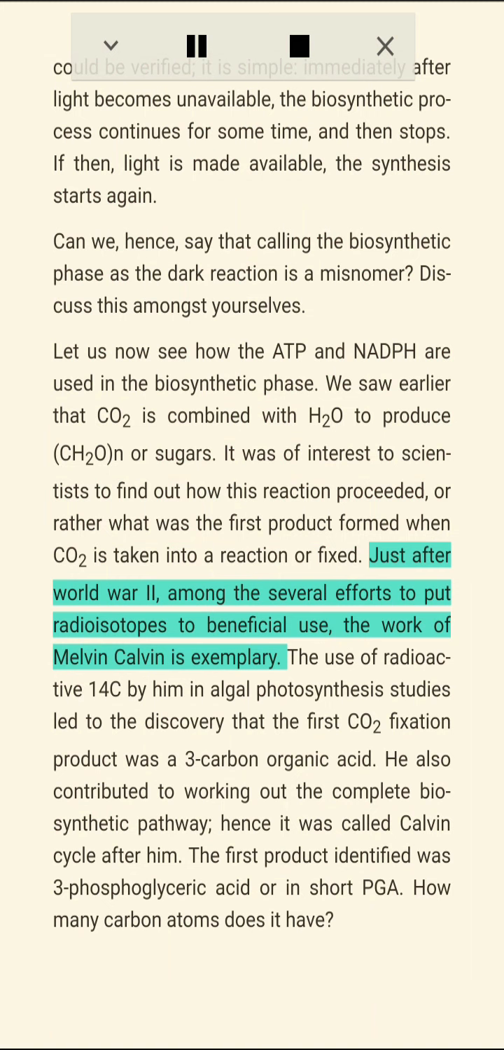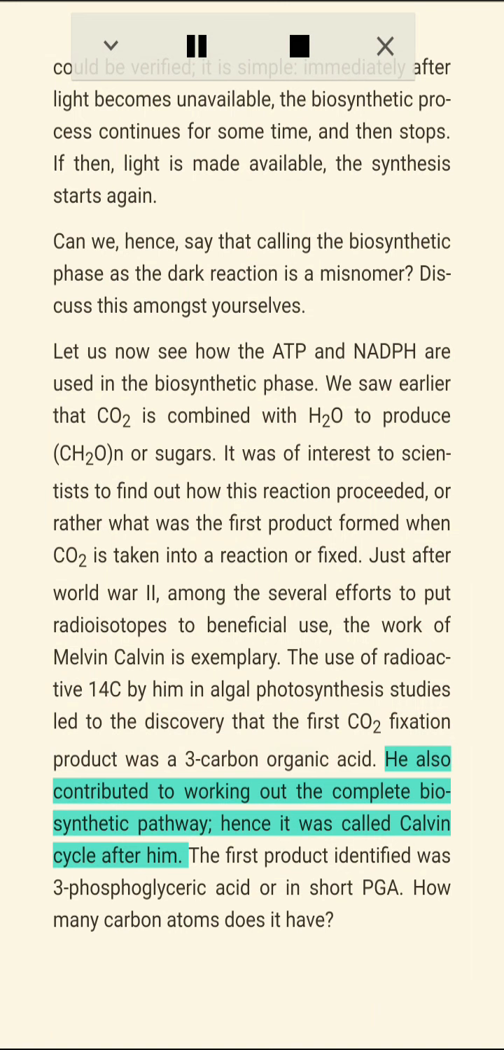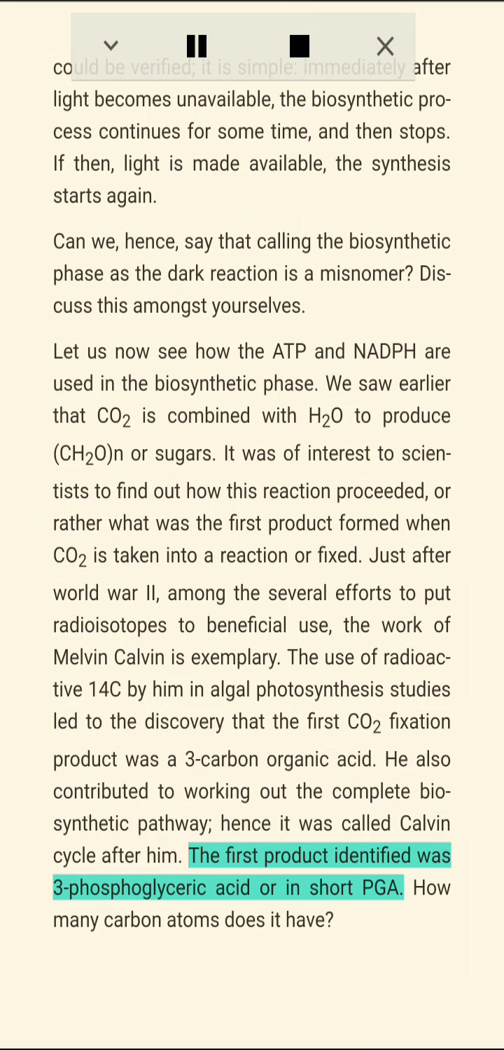Just after World War II, among the several efforts to put radioisotopes to beneficial use, the work of Melvin Calvin is exemplary. The use of radioactive 14C by him in algal photosynthesis studies led to the discovery that the first CO2 fixation product was a 3-carbon organic acid. He also contributed to working out the complete biosynthetic pathway, hence it was called Calvin's cycle after him. The first product identified was 3-phosphoglyceric acid, or in short PGA.